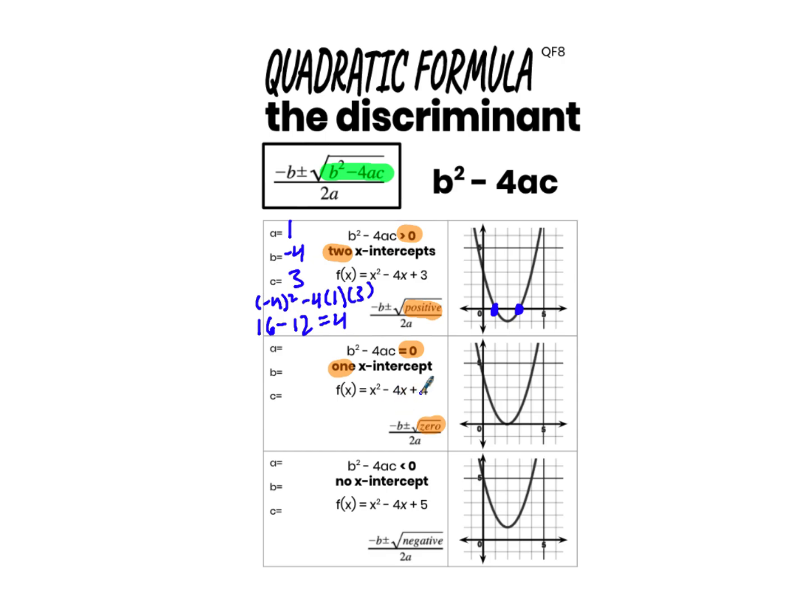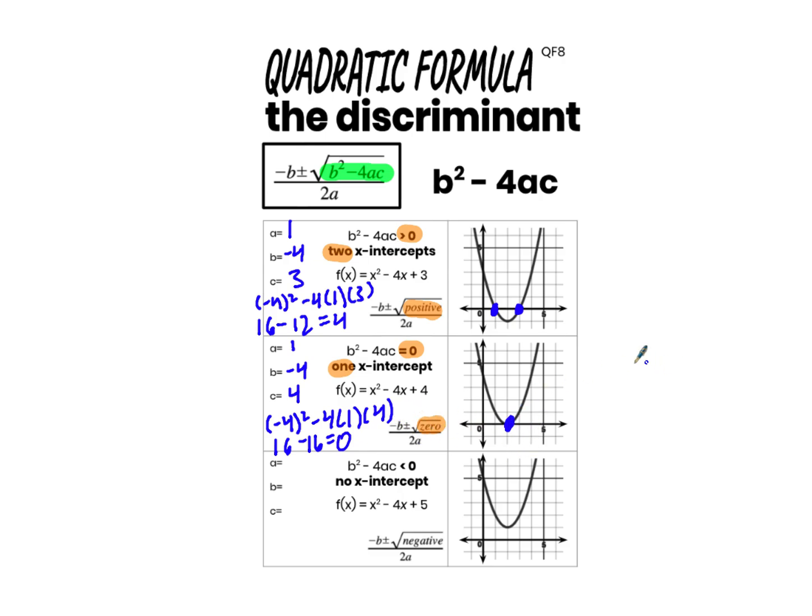Here's an example of a function with a discriminant equal to 0. So for this function, a is 1, b is negative 4, and c is 4. Negative 4 squared minus 4 times 1 times 4. So the value of the discriminant for this function is 16 minus 16 equal to 0. When the discriminant is 0, again, I plug 0 into the formula. I get the square root of 0 is 0, and I only have 1 solution and 1 x-intercept.